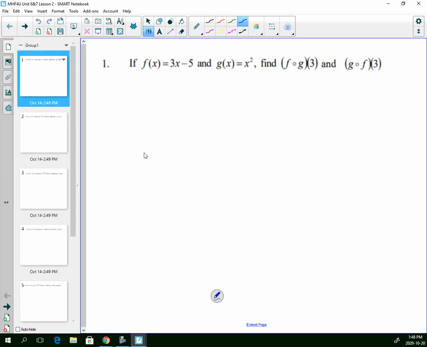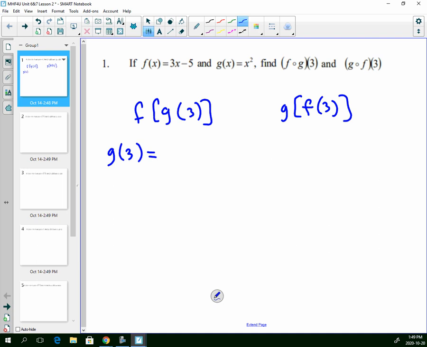So these are just values. Let's say in this one, f of x is given as 3x minus 5, g of x as x squared. It wants you to find f of g of 3, and then it wants you to find the other way, g of f of 3. And just to show you that we're not going to get the same result, right? Order matters.